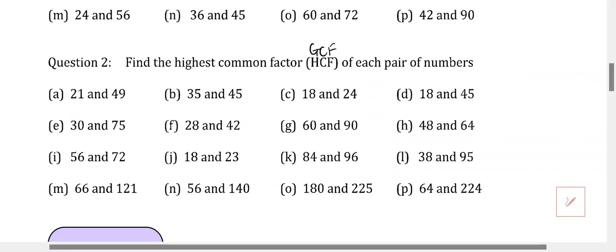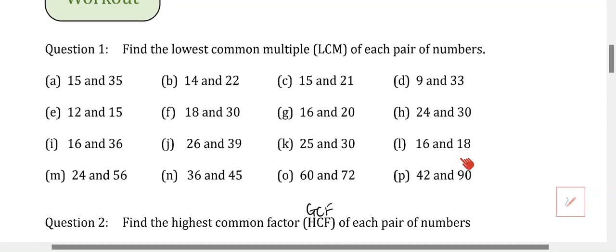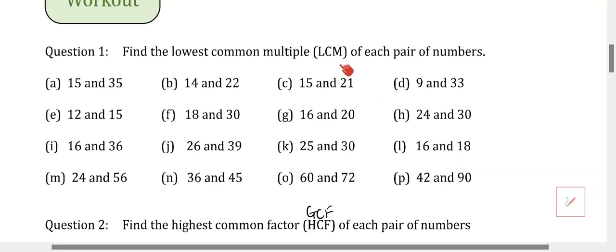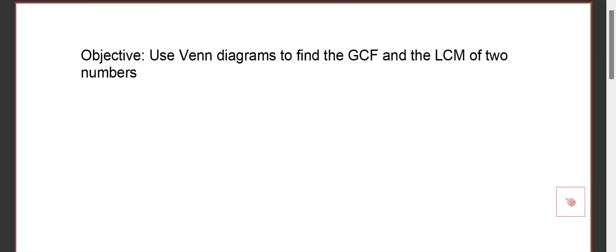Today I want to introduce you to the lowest common multiple as well. The method we're going to use gets both of the questions done at the same time: lowest common multiple and greatest common factor. We're going to use Venn diagrams. Does anyone know what a Venn diagram is? If you know what they are, good.